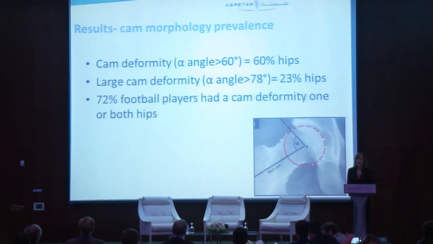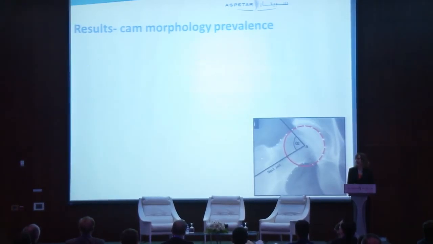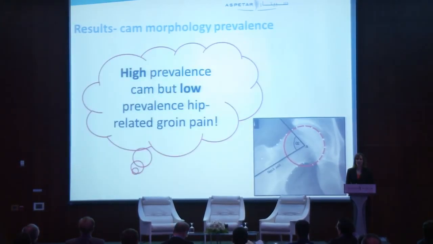And to put that in the sense of the players, that means that 72% of the footballers that come to your care are likely to have a cam deformity in one or both of their hips. So it's very common. And we've just looked at the injury data for the last couple of years, and the interesting thing is we have this high prevalence of cam deformity, but a very low prevalence of hip-related groin pain in this cohort in Qatar.